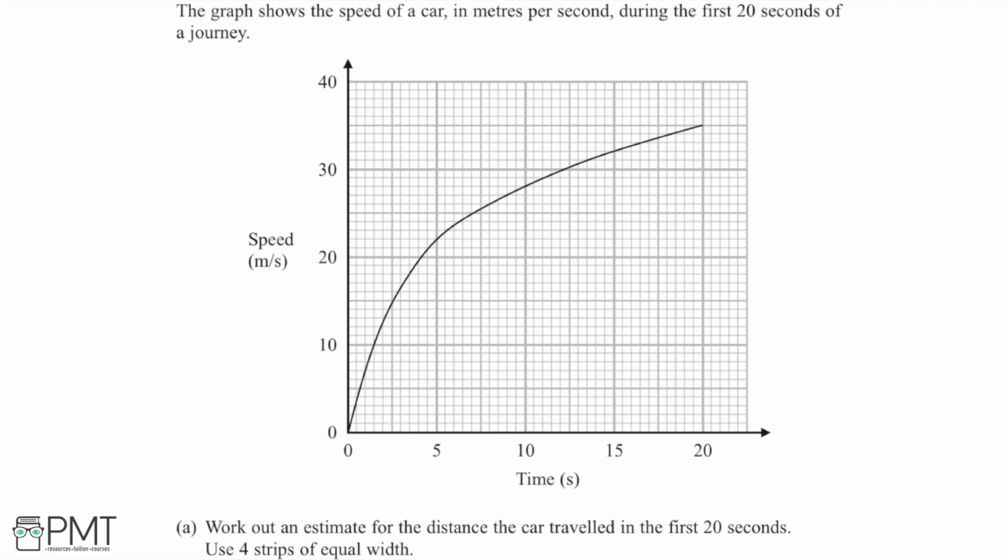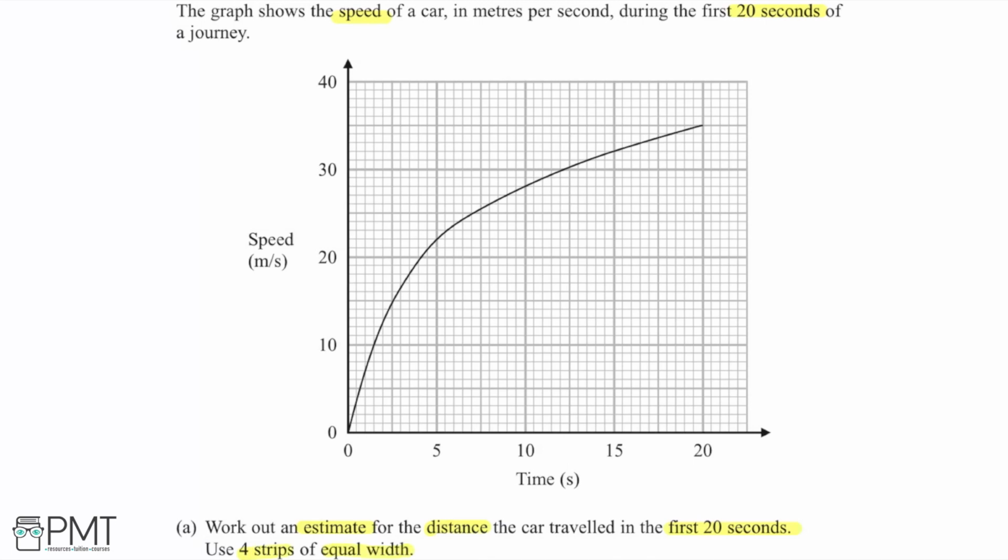So in this question here, we have a graph which shows the speed of a car in meters per second during the first 20 seconds of a journey. And we can see the graph here. So we have speed in meters per second on the y-axis and then time in seconds on the x-axis. And we're asked to work out an estimate for the distance travelled by the car in the first 20 seconds of motion. And to do this, we're asked to use 4 strips of equal width.